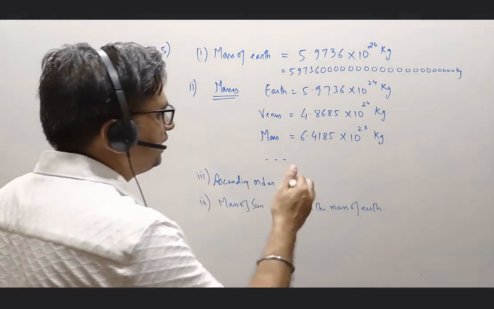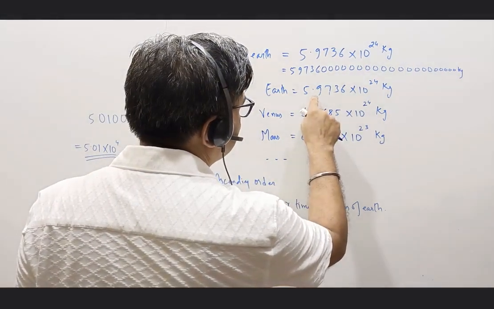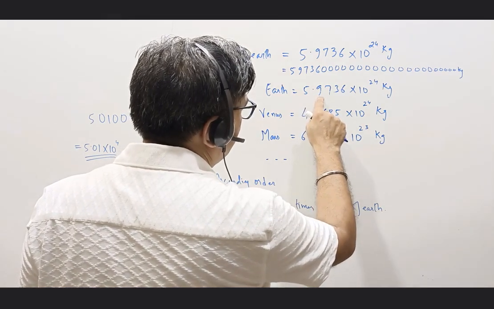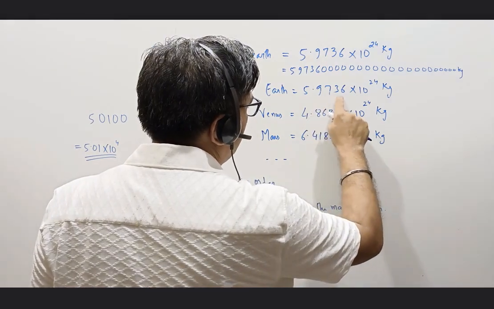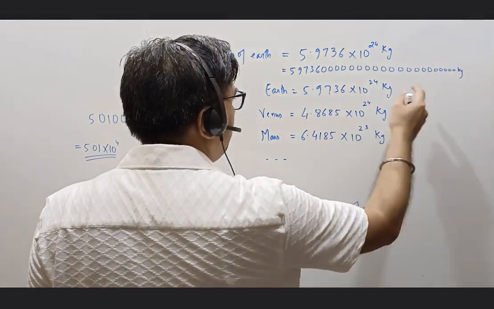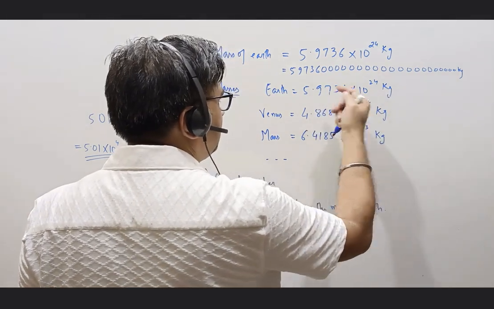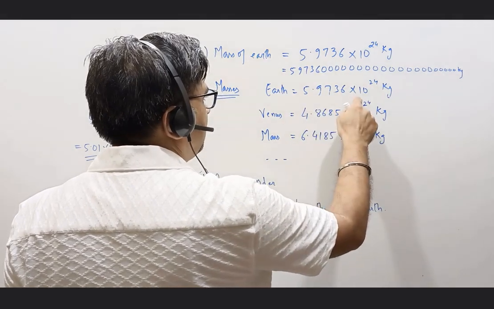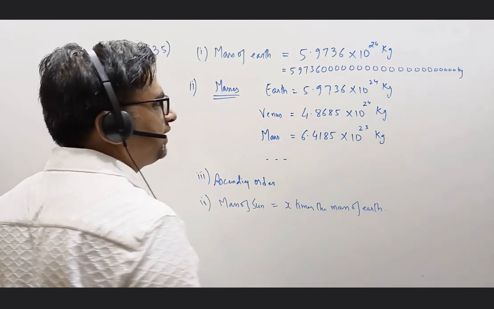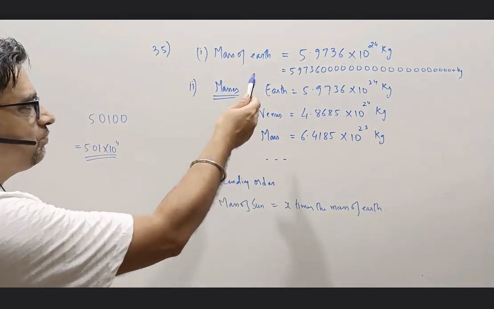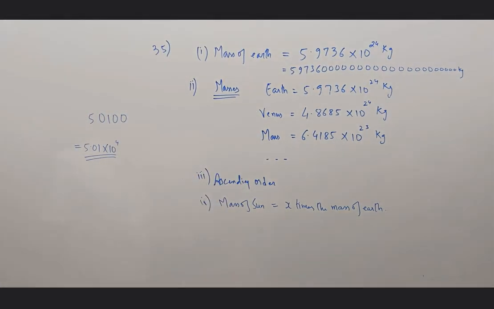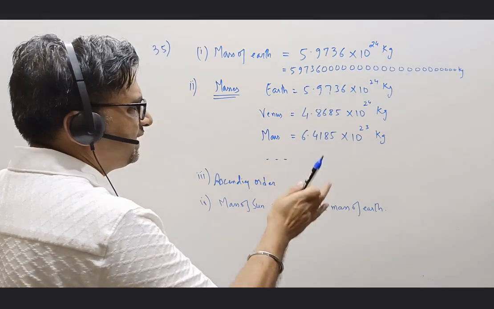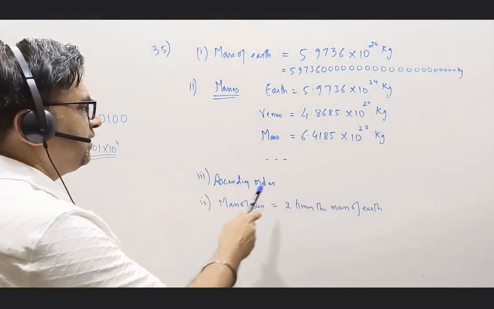In the question, in the normal form, this figure has 24 digits starting from here till the last 0. So instead of writing this in normal form, I have shifted the decimal 24 places to the left, and to make up for that, I have written 10 to the power 24. This is how I express every mass in exponential form. After having done all, which I have not done here, this is for your understanding, you should be able to arrange them in ascending order.